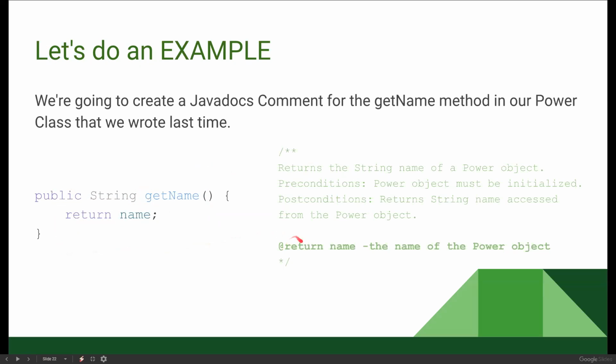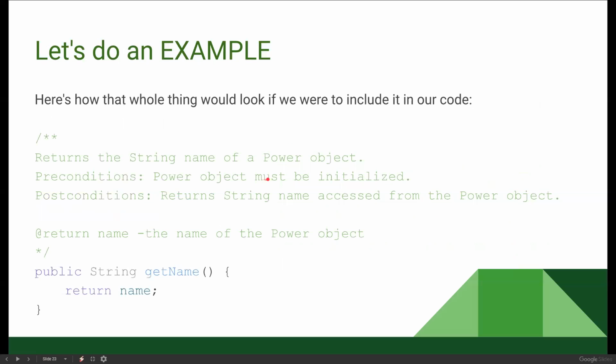So we can return name, that's the name of the variable we're returning, and that's the name of the Power object. And we're specifying, once again, this is the Power object because we could be getting the name of a different type of object if this was in a different class. So the way this would look if we actually include it in our code, we've got that huge block of comment above our method getName.